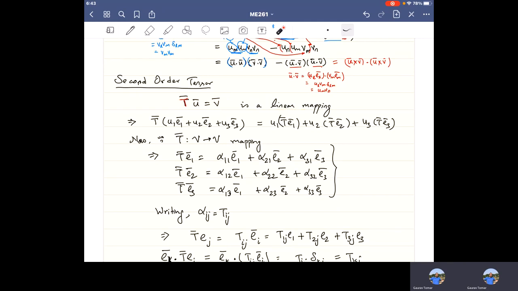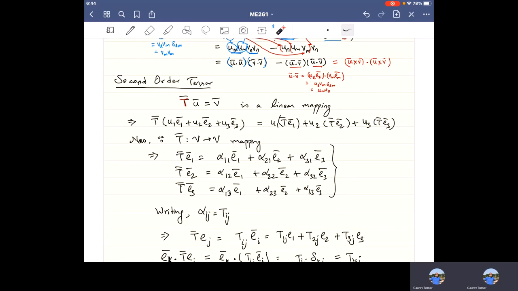If we write it in the expanded form, you can write the vector u in terms of the basis vectors as u1 e1 plus u2 e2 plus u3 e3, and T is operating on it. Now u1 is a scalar, like a scaling factor. You just pull it out. u2 is a scaling factor, pull it out. u3 is pulled out. So what you are left with is T on e1, T operating on e2, and T operating on or mapping e3.